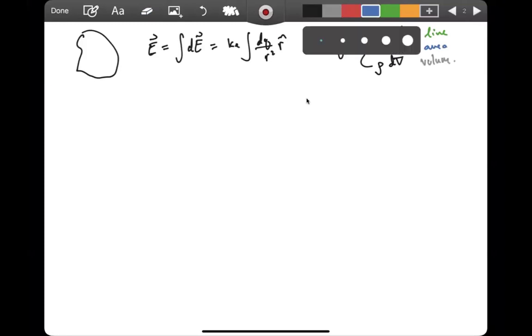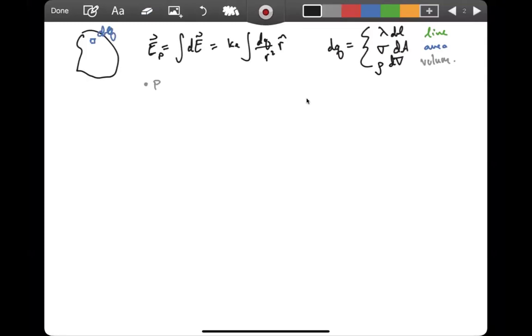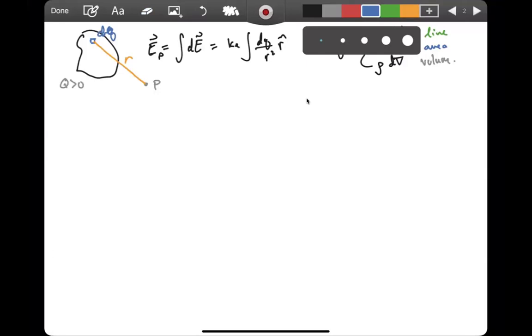So just to remind you what this means, we're going to cut out a small little section here. This is my dq, right? And let's say down here is my point P that I'm interested in. Then I draw my r, which again is the distance from that point to the charge. So technically it points from the differential charge to that point. Let's say I have a total charge Q which is greater than 0. Then the differential amount of electric field from that piece of charge is going to point along the line away from the object itself.